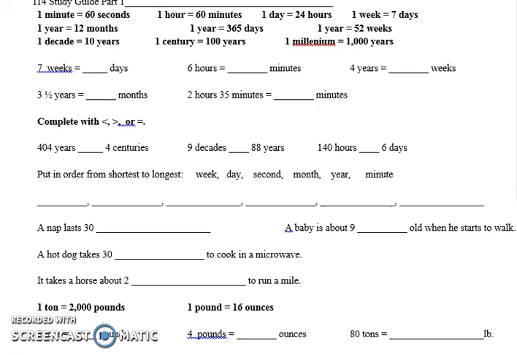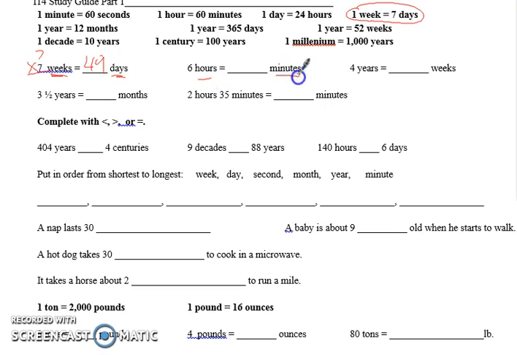Here's the first part of the study guide answers. So we're using some conversions. In here I see 7 weeks equals blank days. I want the fact that has weeks and days, which is this one. 1 week is 7 days. So I'm going to take 7 weeks times 7 days in a week. 7 times 7 gets me to 49.